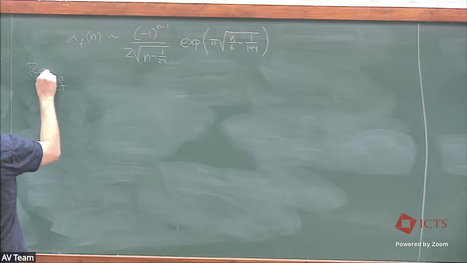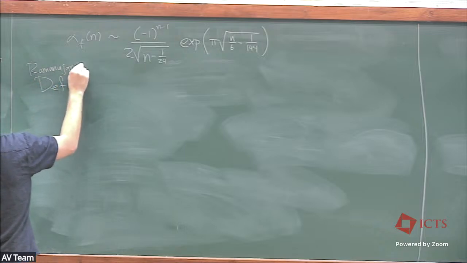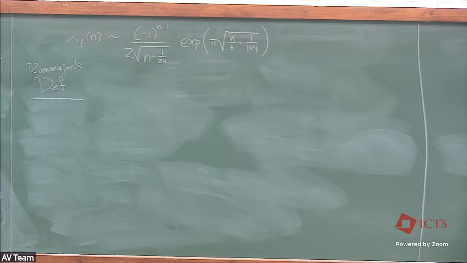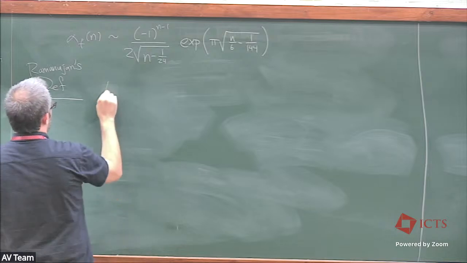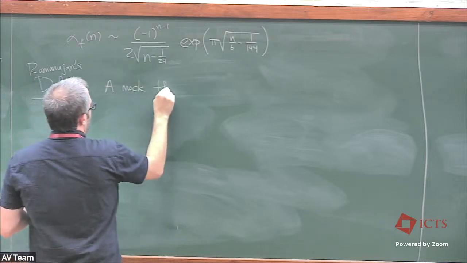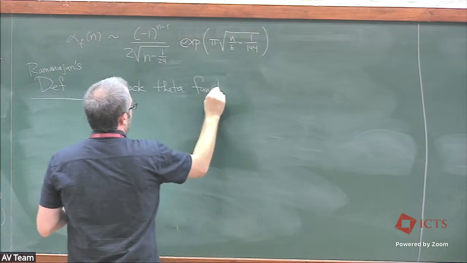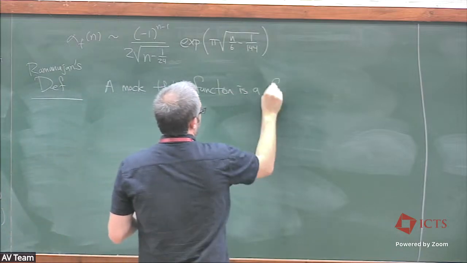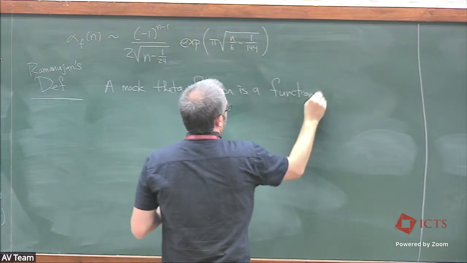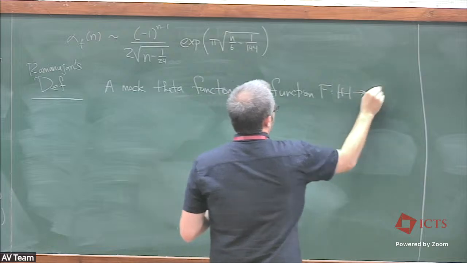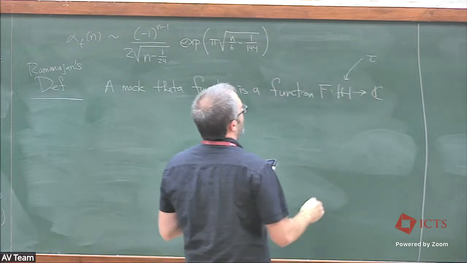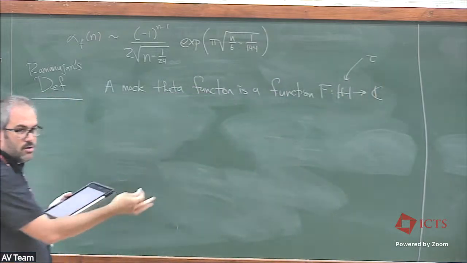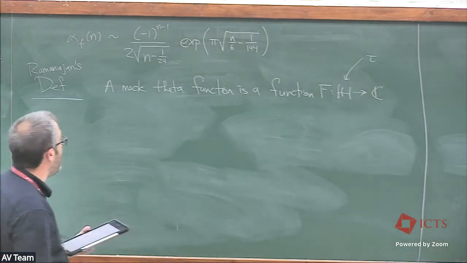of what a mock theta function is. This isn't exactly how Ramanujan wrote it, but I think it captures more or less the spirit of what he said. So a mock theta function is a function f from the upper half plane to the complex numbers. Here I'm thinking of this as our tau variable, and then our function will probably be a q-series, and so q should be, as usual, e to the 2 pi i tau.